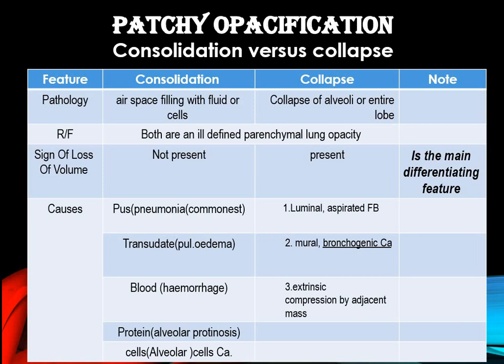يعني الاير اللي موجود بالالفيولاي is replaced by something. ممكن يكون exudate like pus, or transudate like pulmonary edema, blood like hemorrhage, or protein like alveolar proteinosis, and lastly it could be cells مثل alveolar cell carcinoma. أما الكولابس هو عبارة عن loss of size of the lobe أو lobule or area due to the obstruction of the bronchus. Mainly obstruction.